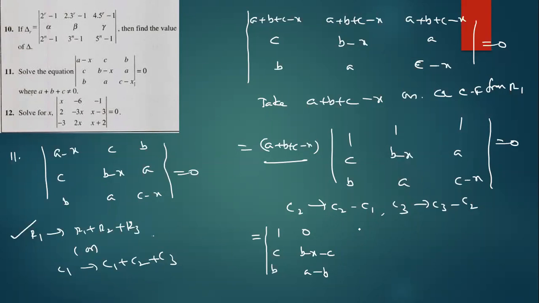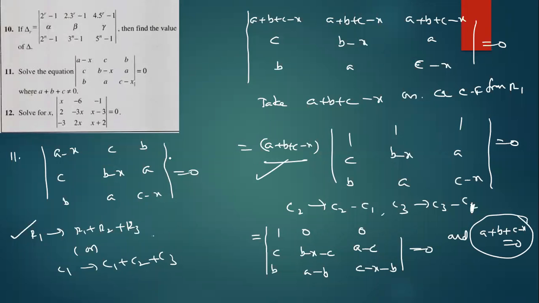A minus B, 0, A minus C. Next, C minus X minus B. And A plus B plus C is equal to 0. Okay, from this case. But see the question, A plus B plus C must be not equal to 0. So one value is how much? X can be A plus B plus C. That is the answer.